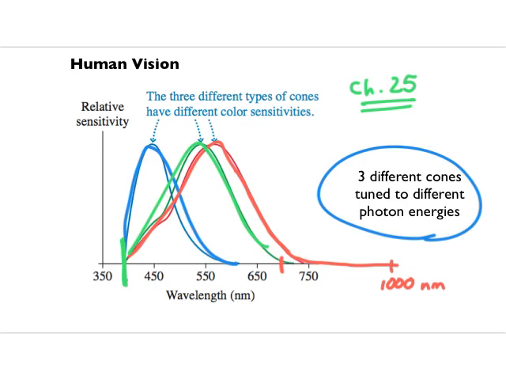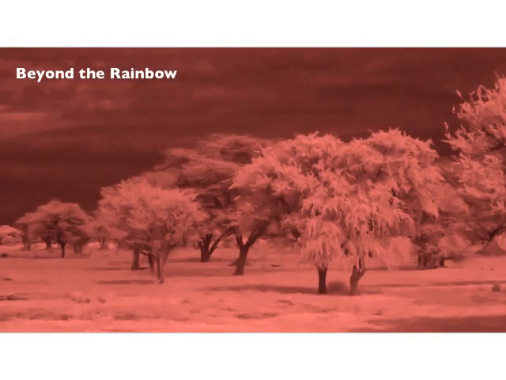So if we look beyond the rainbow, here is a picture I took with my phone, and I put a filter over top of it that absorbed all the visible light but transmitted the infrared. So it transmitted all the light which had a wavelength bigger than about 750 nanometers. And this is an image of the world in the infrared. You can see it looks red because my camera said, I don't know from infrared, but it's at the red end of the spectrum.